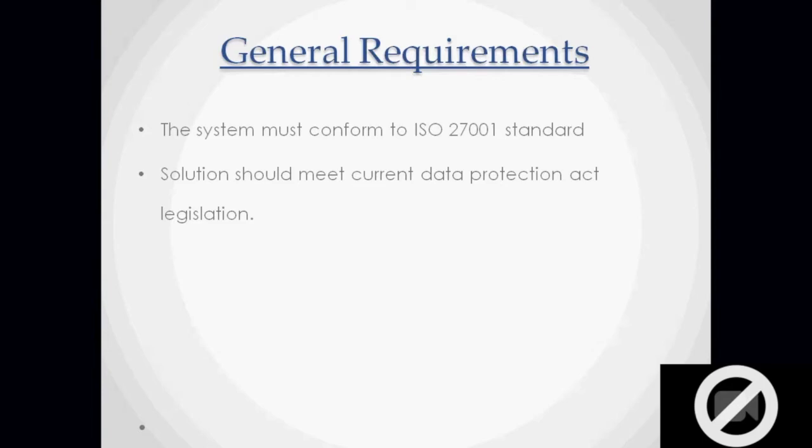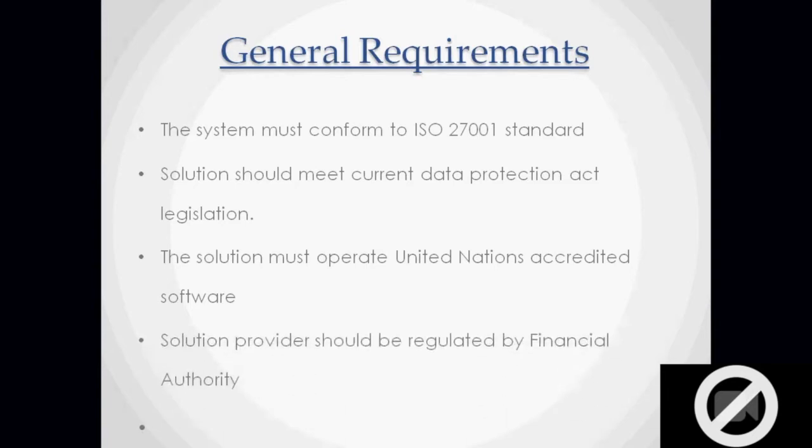An example is: a solution should meet current Data Protection Act legislation. Like I said earlier, anything like regulatory requirements or legal requirements or legislation falls under general requirements. And we have: the solution must operate United Nations accredited software. This is also a general requirement. And you can say whoever is providing that solution needs to be regulated by a particular body. If there's any requirement like that, you categorize it under the general requirement.